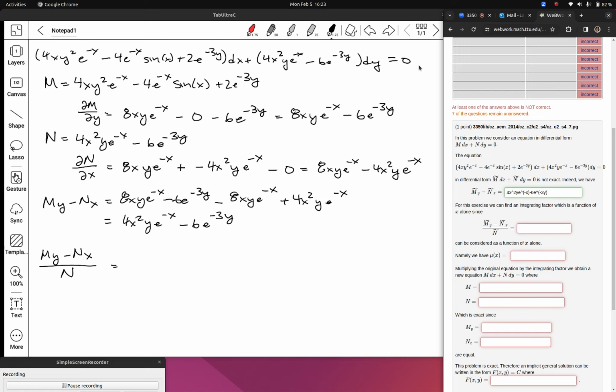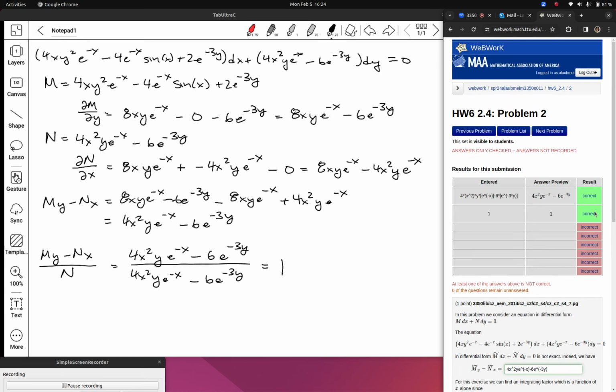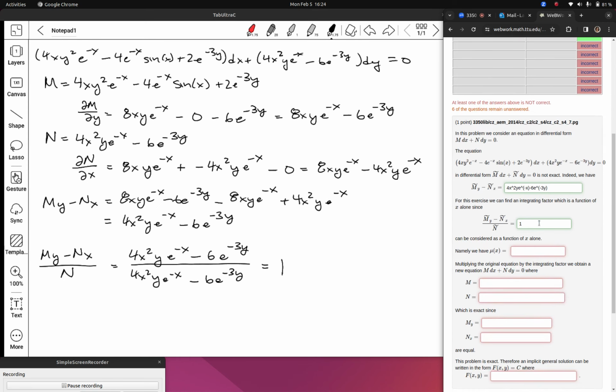So I just found M sub y minus N sub x is 4x squared y e to minus x minus 6 e to minus 3y. And then I knew N right here to be 4x squared y e to minus x minus 6 e to minus 3y. But that's the same in the numerator and the denominator. So it's actually going to be 1 when those two things cancel each other out, which is correct. And 1 is a constant that you can think of as a function of a variable. That function just never changes.